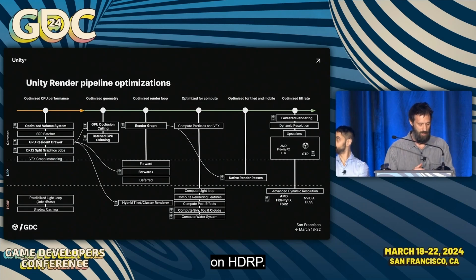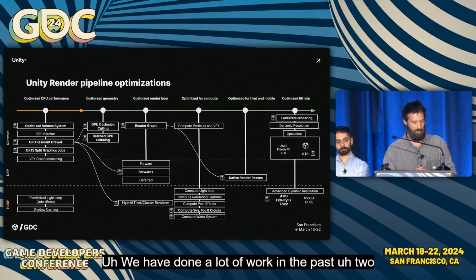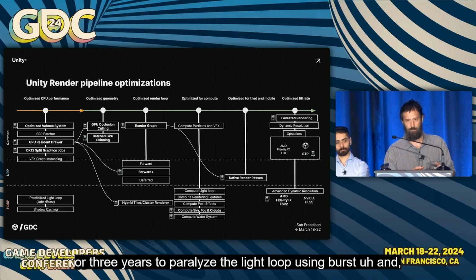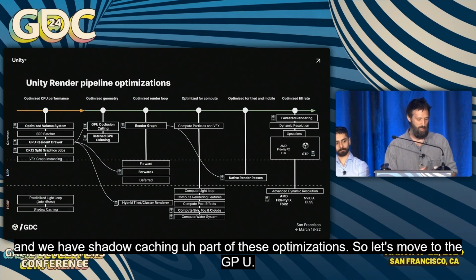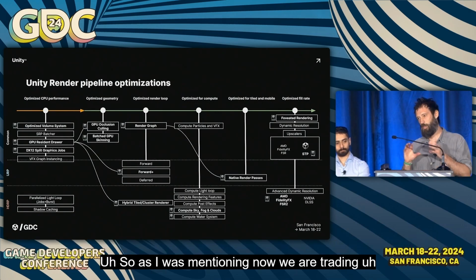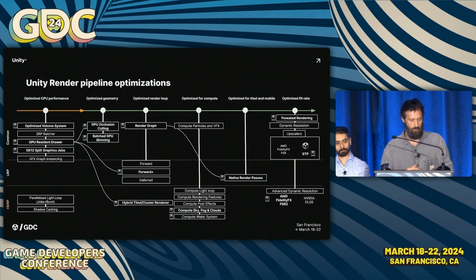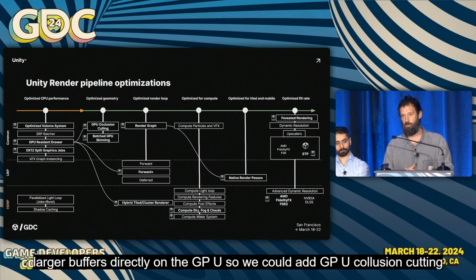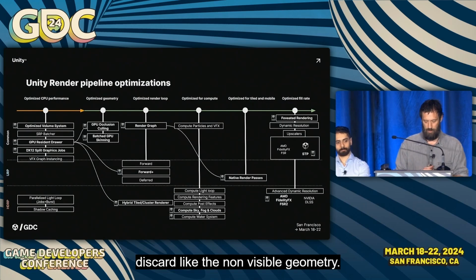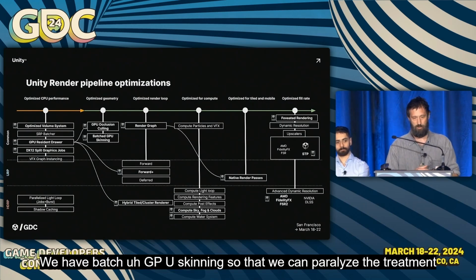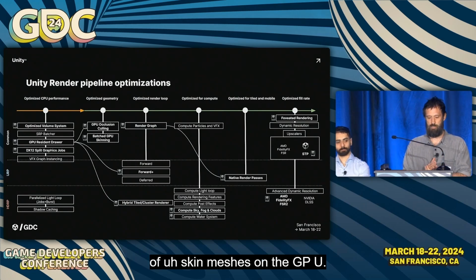On HDRP, we have done a lot of work in the past 2-3 years to parallelize the light loop using Burst and the job system. And we have shadow caching as part of these optimizations. So let's move to the GPU. As I was mentioning, now we are treating larger buffers directly on the GPU, so we could add GPU occlusion culling, which will automatically discard the non-visible geometry. We have batch GPU skinning, so that we can parallelize the treatment of skinned meshes on the GPU.